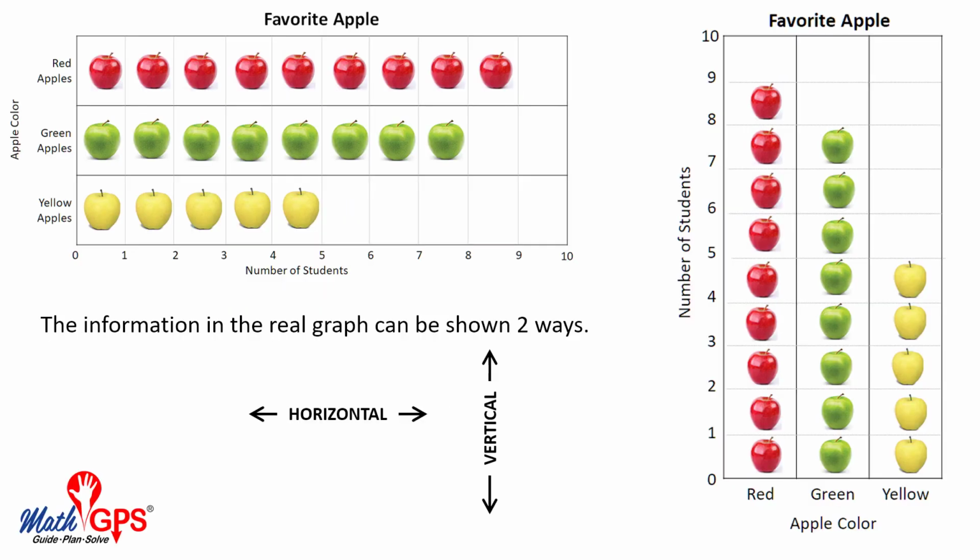The information in the real graph can be shown 2 ways. Horizontal, meaning you read the graph from left to right, just like you read a book, or vertical, where the information is graphed and you read from bottom to top.